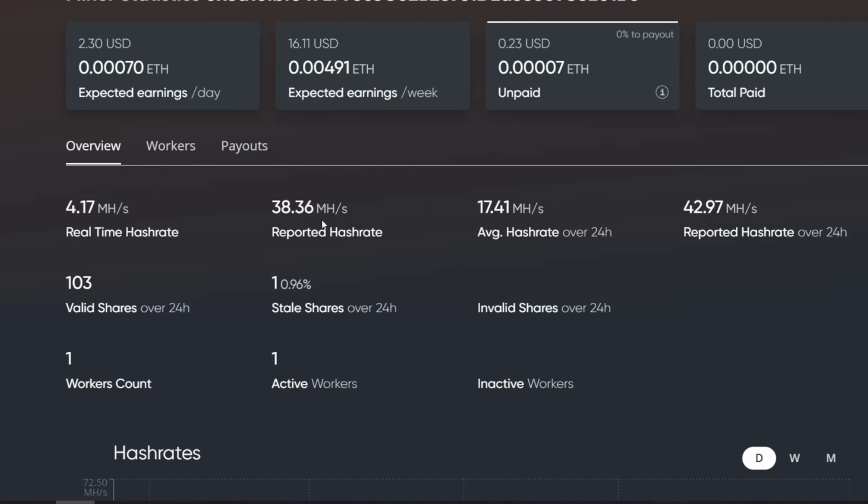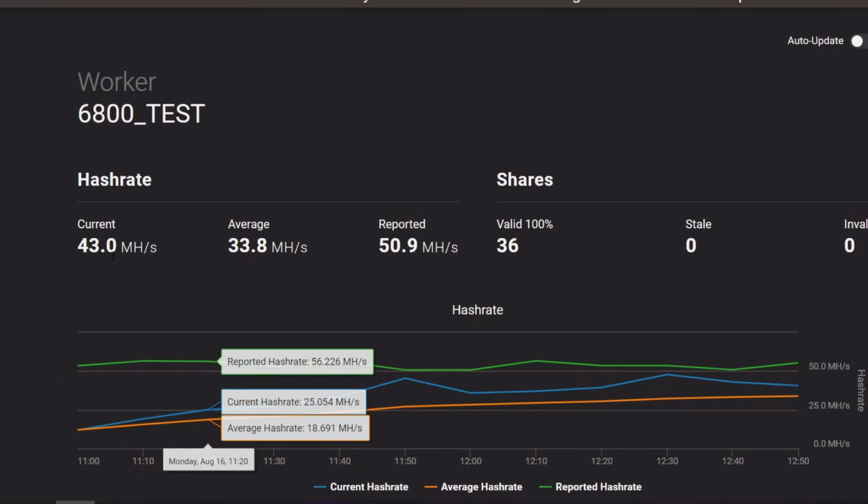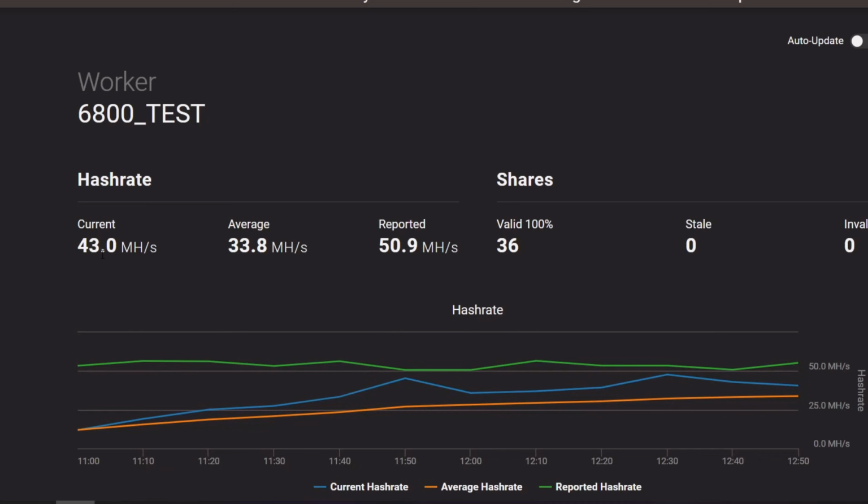Basically what's happening is I got 4 mega hash here, and on Ethermine I have 43 mega hash current. This is what I'm actually going to get paid on, and this is the discrepancy here. This is what's reported right here. That means my mining software is telling Ethermine that I am hashing at 50.9 mega hashes per second. But in reality, based off of the time that has passed and the valid shares I have submitted, my average is 33.8 and my current is 43.